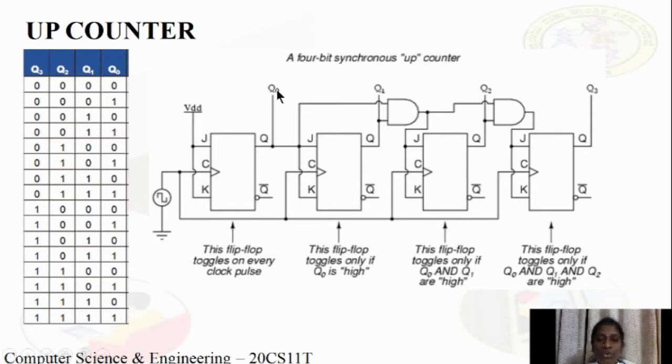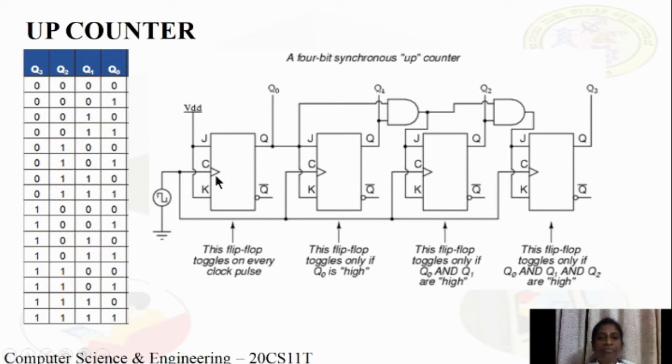Q0 is the output of the first flip-flop. Q1 is the output of the second flip-flop. Q2 is the output of the third flip-flop. Q3 is the output of the fourth flip-flop. Next, all the inputs have been joined and connected to the high power supply in flip-flop 1.